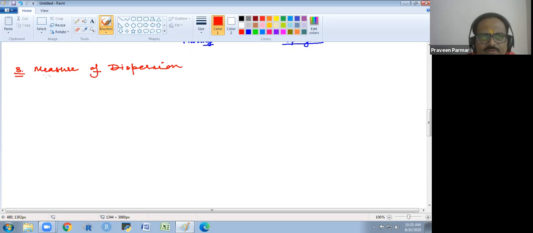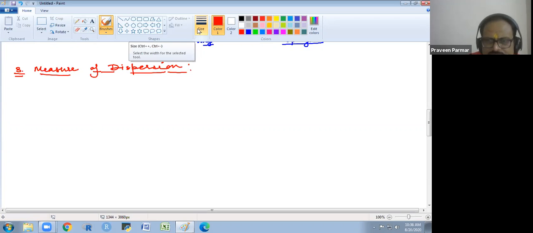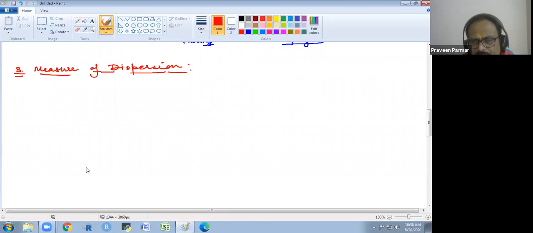Measure of dispersion. Can somebody explain to me what is dispersion? What is dispersion? Someone of you? What do you understand through this dispersion? Spreadness of the data. Actually, correct.